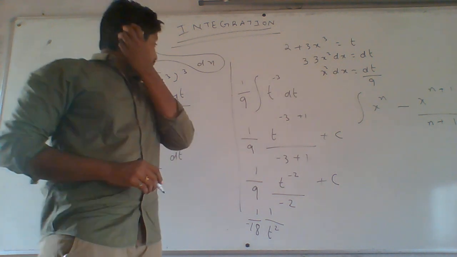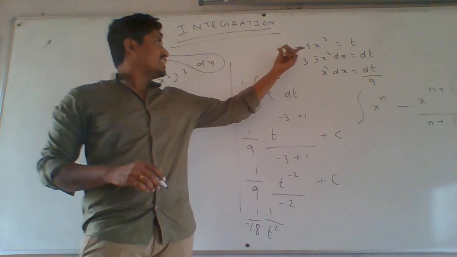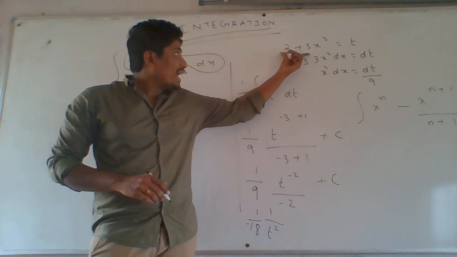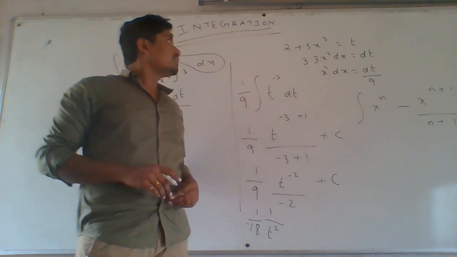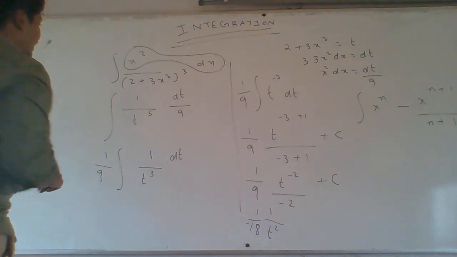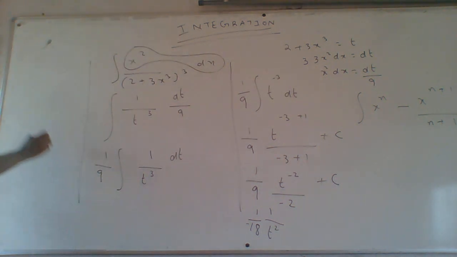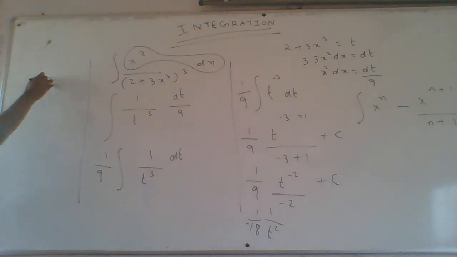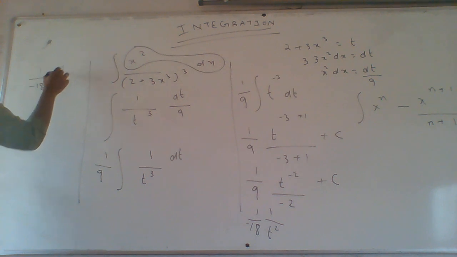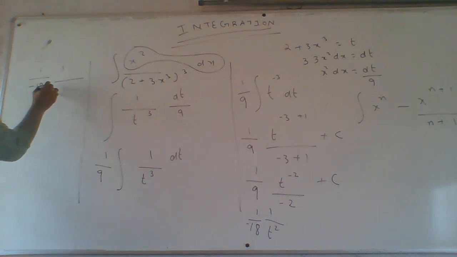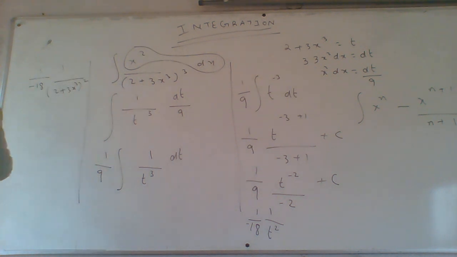Now, how is t related to x? By this relation, t is related to x. In the place of t, put what you assumed. What is your final answer? 1 by minus 18 t square. What is t square? 2 plus 3x cube whole square.